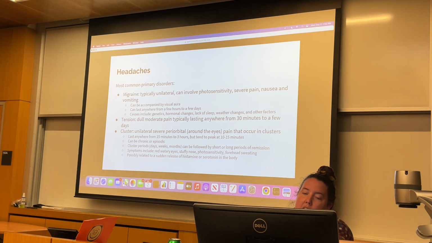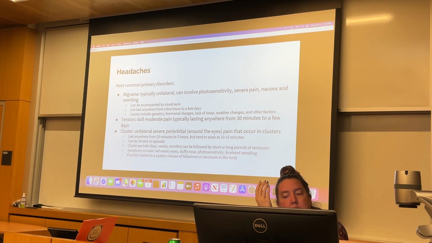Cluster headaches, these I've heard are absolutely awful. Unilateral severe periorbital pain that occurs in clusters. So it's pain around the eyes, around one or both. It can last anywhere from 15 minutes to 3 hours, but tends to peak at 10 to 15 minutes. It can be chronic or episodic, and they tend to occur in cluster periods.